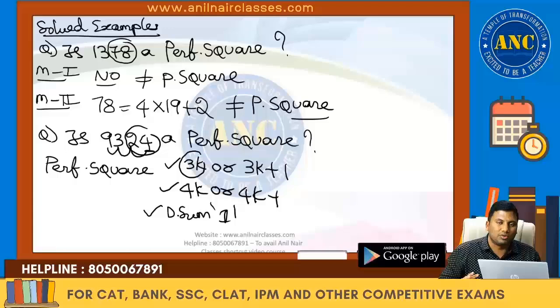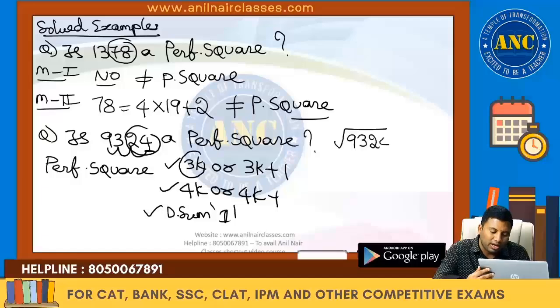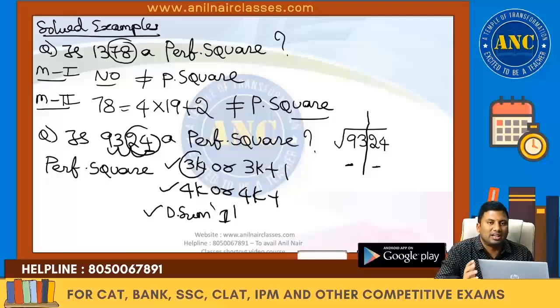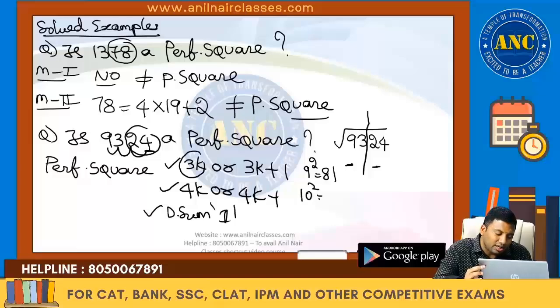In such cases, what you will do is take 9324. Now we have to check whether 9324 will give you a natural number or a decimal value. Start from the rightmost. Keep a slash after 2 digits. If you keep a slash after 2 digits, how many groups of 2 are there? Two groups, so the answer will be 2 digits. Now see here, 93. 93 lies between which numbers? 9 square is 81, 10 square is 100. So it is around 90 plus something.